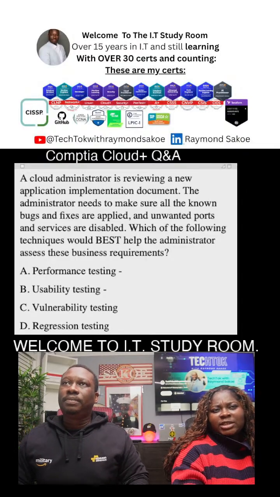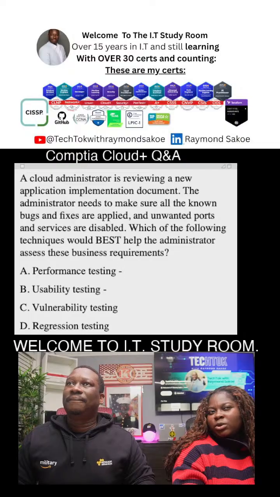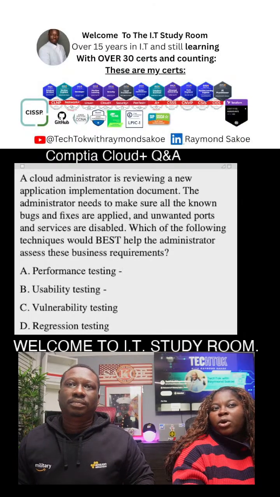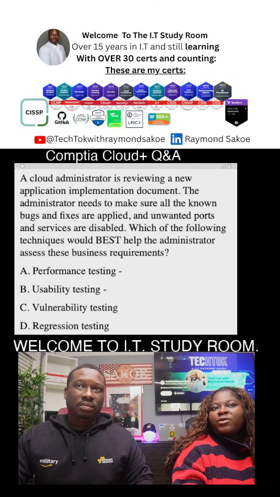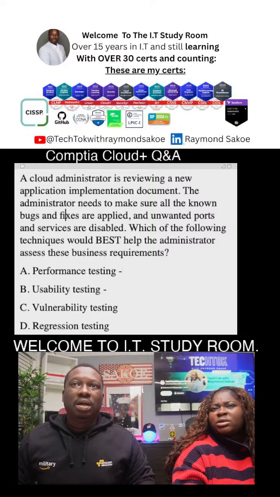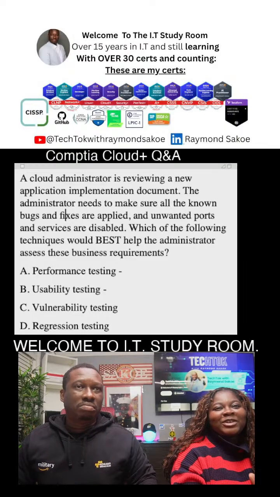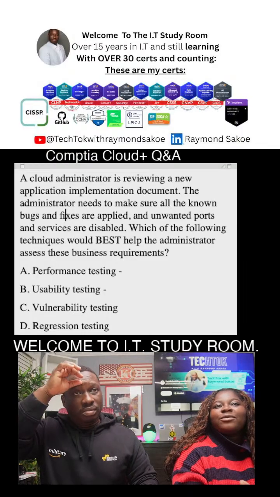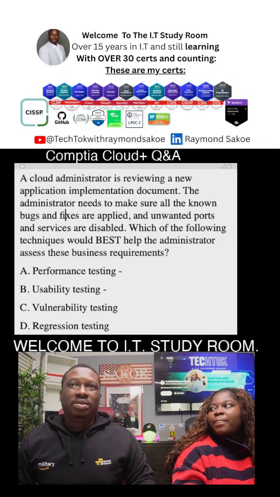Vulnerability testing isn't going to fix all bugs unless we are just talking about vulnerability bugs. Okay, vulnerability testing isn't going to fix all bugs unless you are just scanning for vulnerabilities.